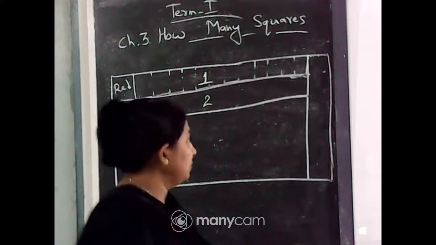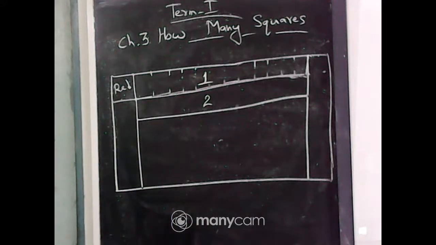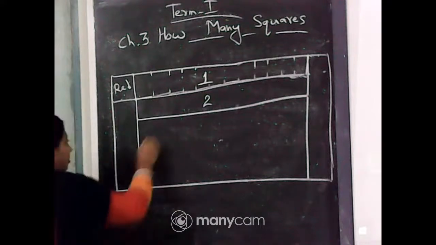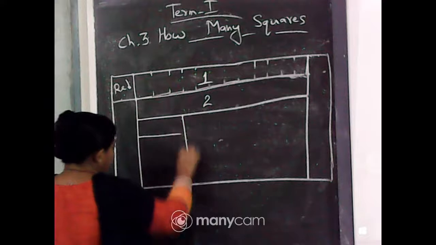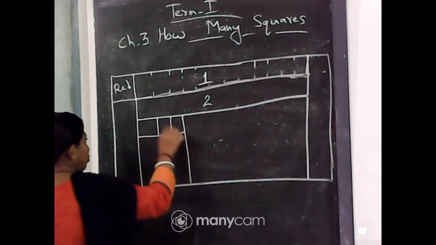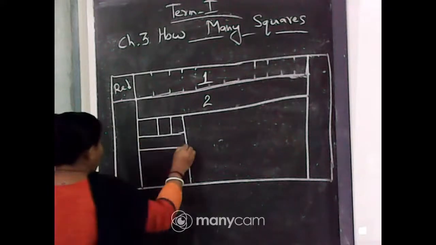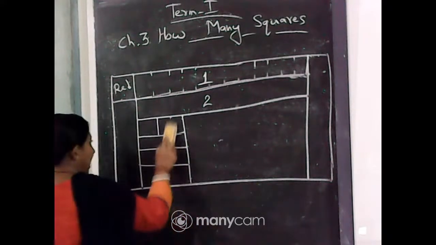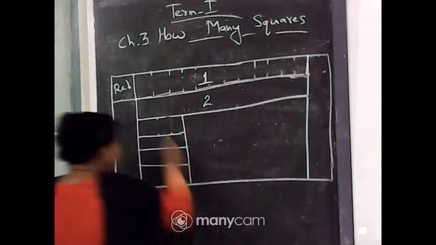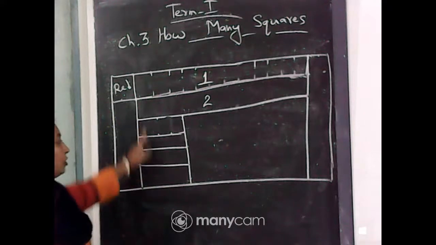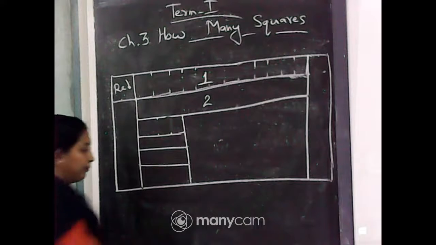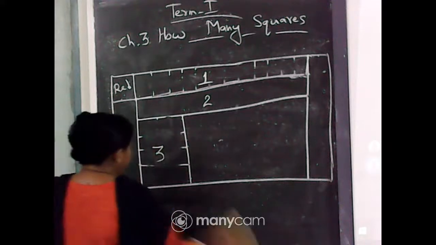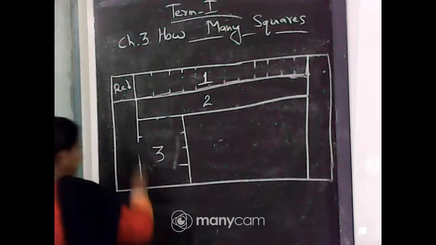Now come to the third rectangle. How will you draw it? Just below this, again there are some dots given. Count the dots or the squares: 1, 2, 3, and then join it. You will have 1, 2, 3 boxes here and 4 boxes here. Horizontally you will have 3 squares, and vertically you will have 4 squares. Now name it rectangle number 3.